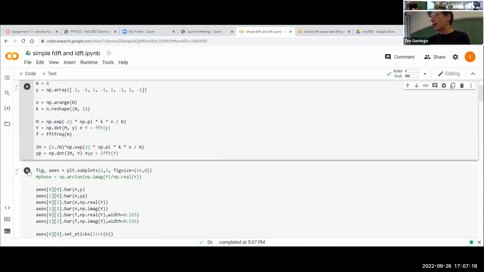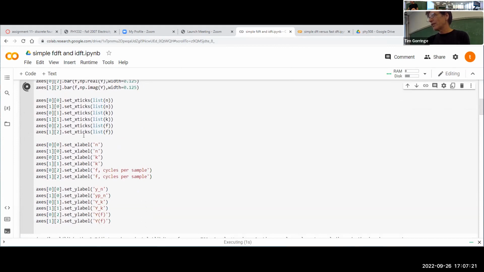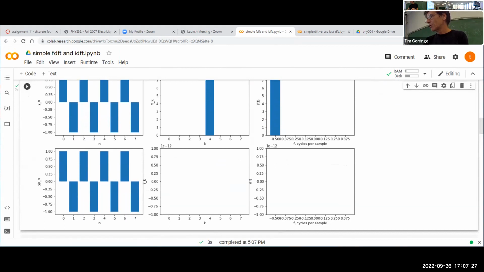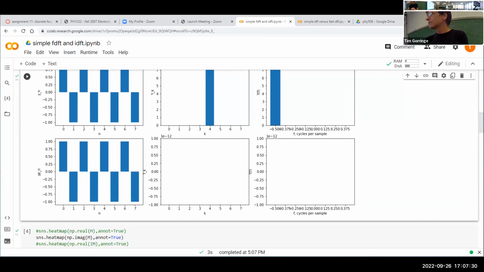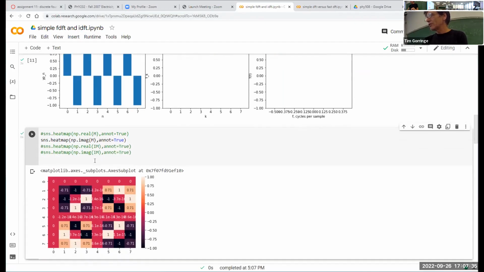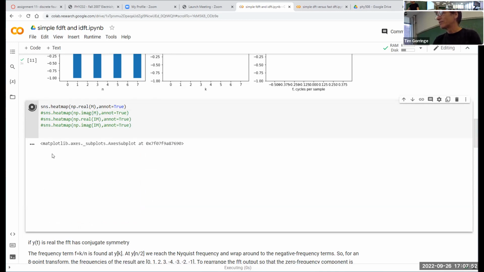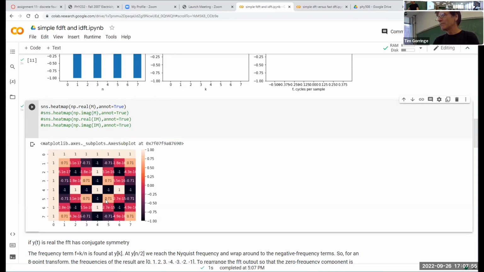So now I'm just going to make some plots. I've got a lot of stuff here just to set up labels, but let's scroll down to the plots. Maybe I'll show you these plots first. So this is actually the heat map of the matrix. It's complex, so I'm making a heat map of the real part here, and then I'll show you the imaginary part.